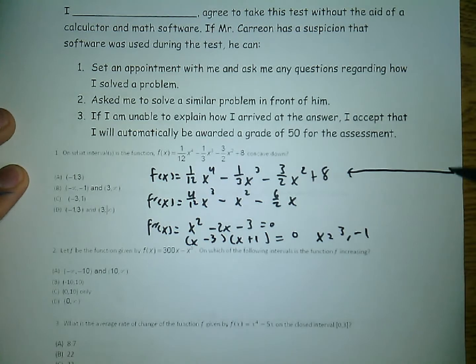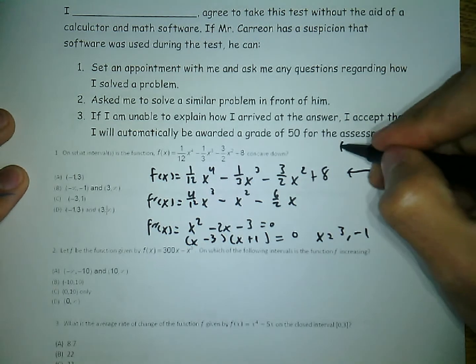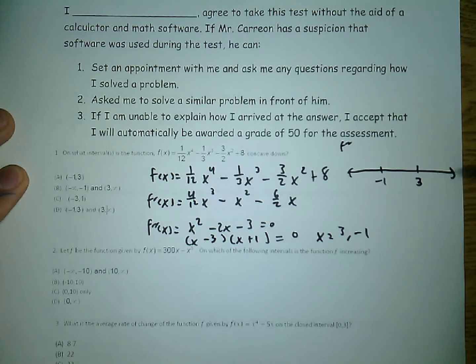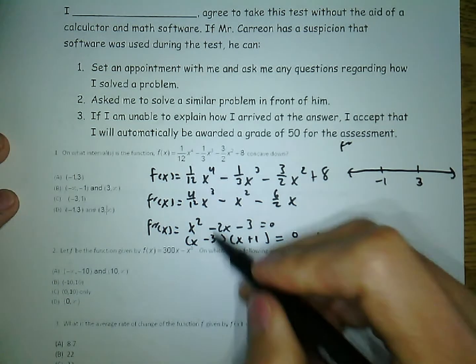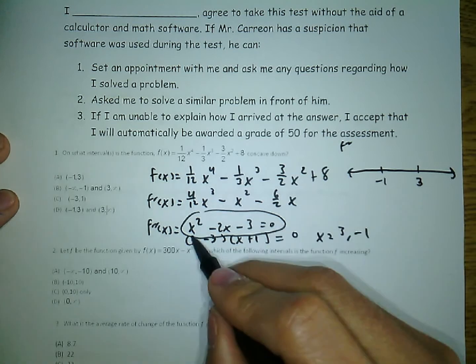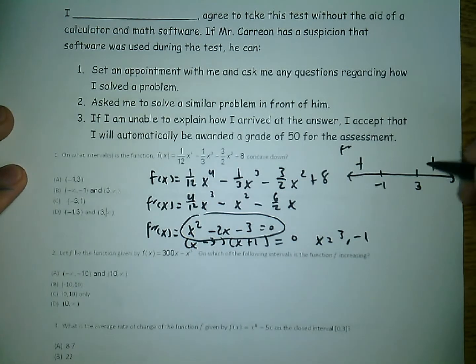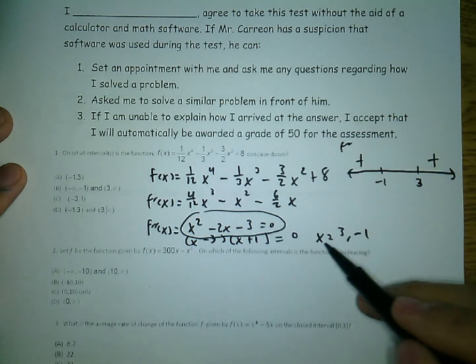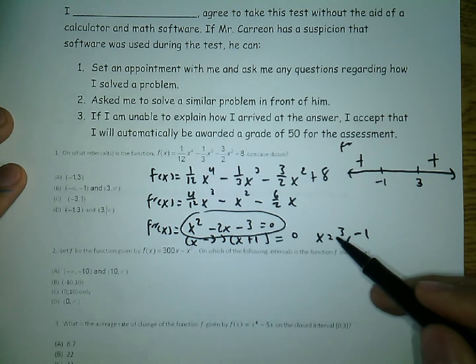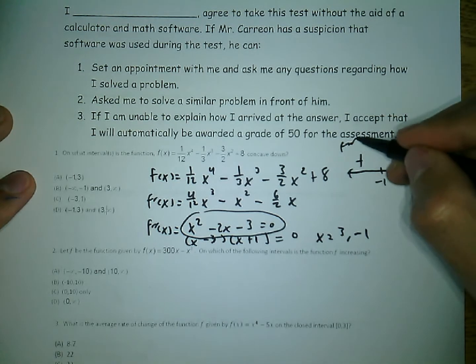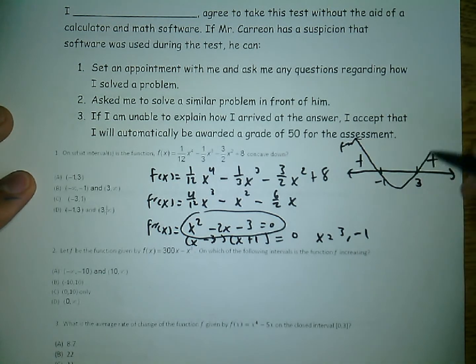So I'm going to make a number line for the second derivative, with negative 1 and 3. If my second derivative is a positive quadratic, I know that at the endpoints I'm going to be going up, which means positive. And since I have two roots, each with a multiplicity of 1, I have to cross. So the graph looks something like that, and I'm going to have a negative in there.